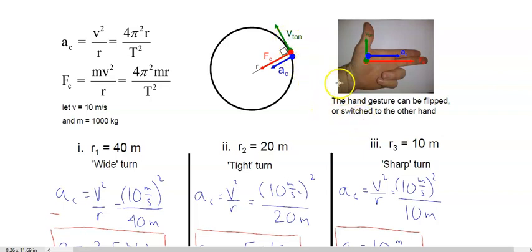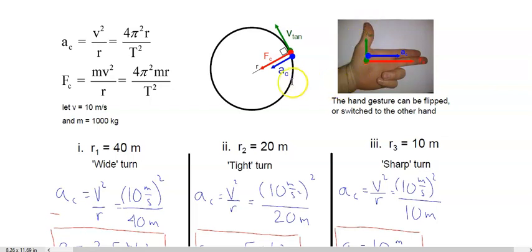I've also drawn them out for you on the circle in such a way that we can apply this hand gesture so that you'll never forget which way these vectors point. So what I've done is taken a picture of my hand and I've placed on top of it the red arrow along the middle finger for the centripetal force, the blue arrow along the pointer finger for the centripetal acceleration, and the green arrow pointing at 90 degrees to both of those along the thumb.